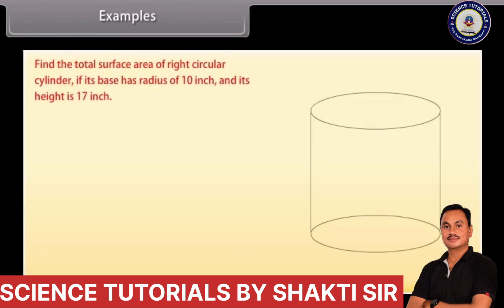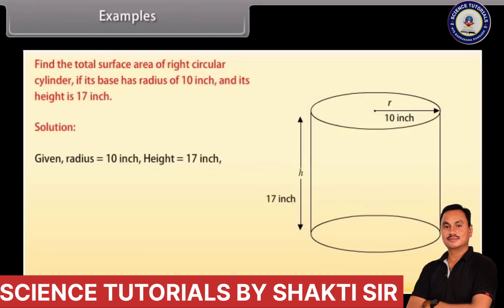Example. Find the total surface area of a right circular cylinder if its base has a radius of 10 inches and its height is 17 inches. Solution. Radius is equal to 10 inch and height is equal to 17 inch, which is given. As we know, the value of pi is 3.14, now we have to find the total surface area.